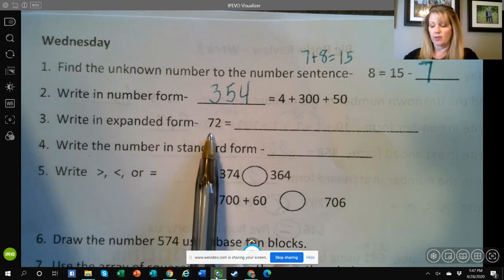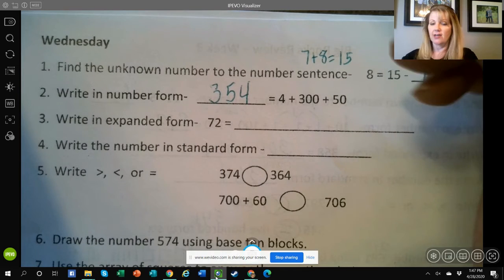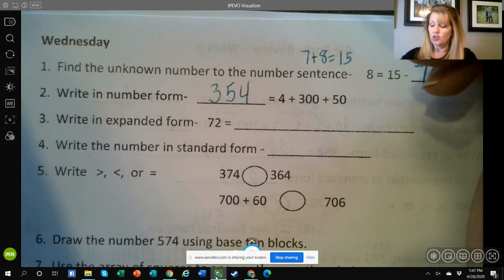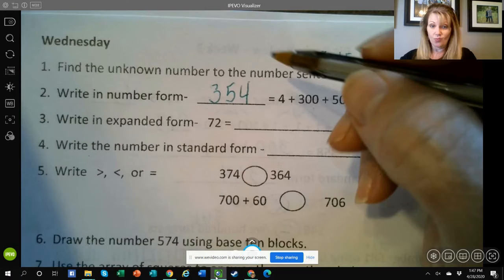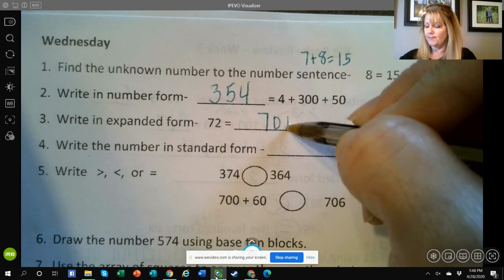Now we're going to write in expanded form. So we have the standard number, and we're going to stretch it out, 72. It's only a 2-digit number, so we just have 10s and 1s. So we have 70 plus 2.